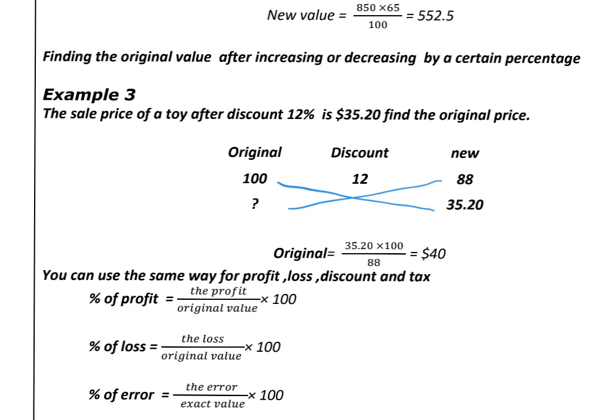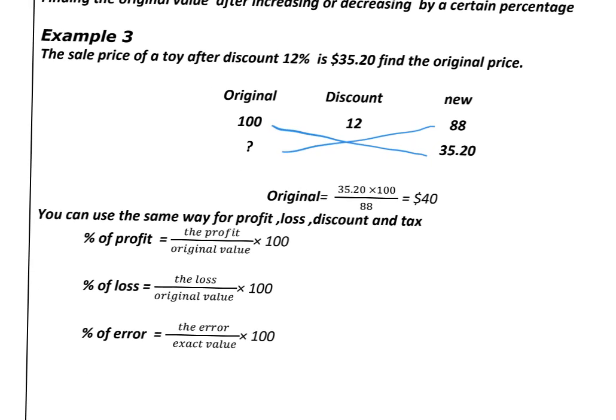Also, we can generalize this. Percentage increase and percentage profit is the profit over the original times 100. Percentage loss is the loss over the original times 100. Percentage error is the error over the exact value times 100.